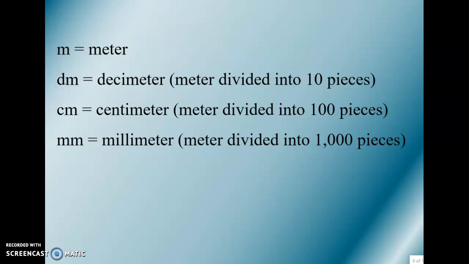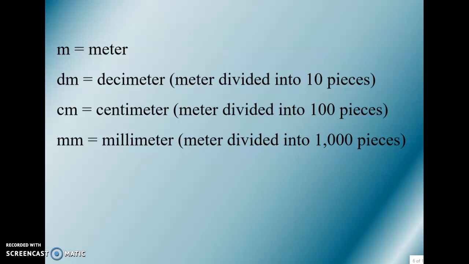Okay, so think of that and divide it into 100 pieces, and each one of those is a centimeter. And again, meter means measure; cent is like century, or a cent, as in a penny. It takes 100 pennies to make $1. It takes 100 centimeters to make a meter. And then the tiniest measure that we'll use is a millimeter. That's taking that meter stick and dividing it into 1,000 pieces.